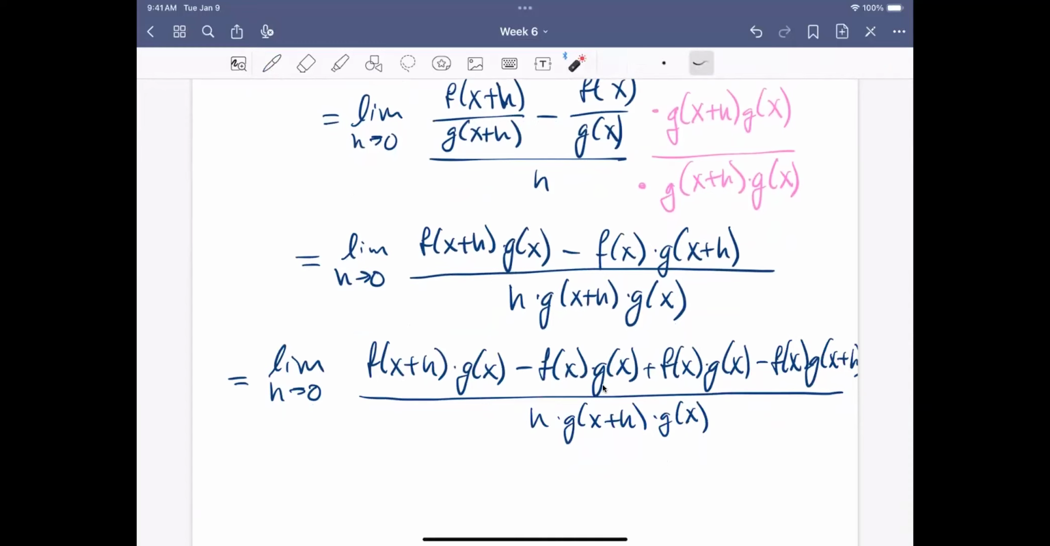So again, very similar to product rule. You can see I've got an extra g of x in the first two terms. I'm going to factor that out.